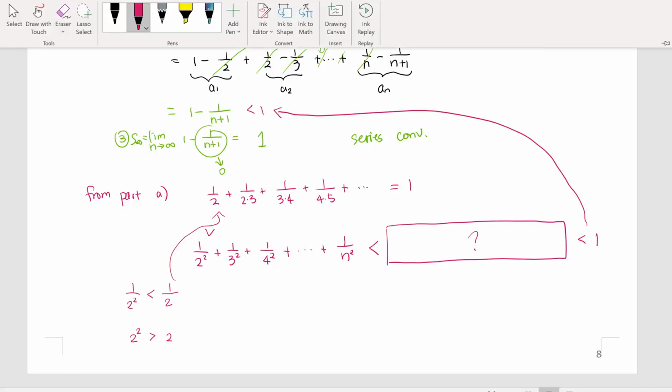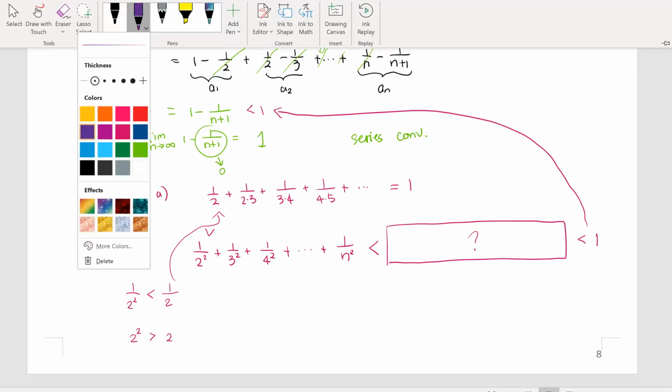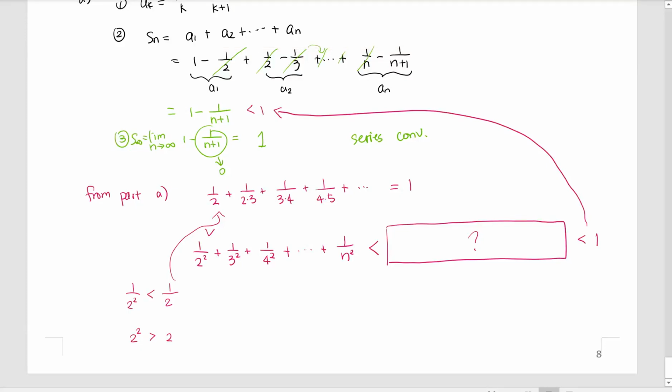How about the next term? The next term is 1 over 3 squared. We want to compare with 2 times 3. Well, 3 squared and 2 times 3, of course, 3 squared is bigger. But when you flip it, then we get less than. So in fact, if we continue this process, you will see that 4 squared is greater than 3 times 4. So this guy is, oops, we flip the inequality sign, so we have less than.